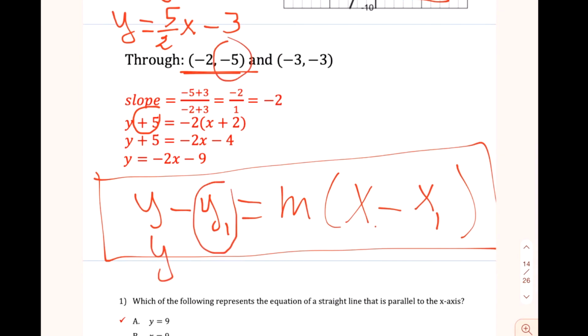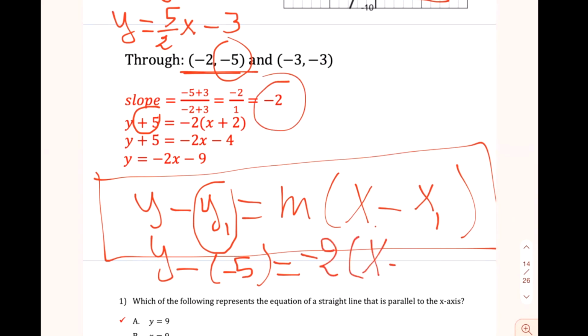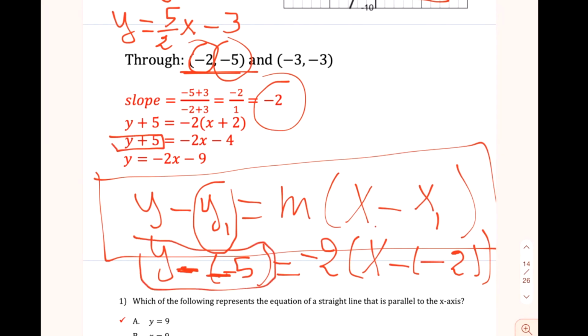So you say y minus -5 equals, the slope is -2. This is my m, -2 times x minus x1. x1 is -2, so minus -2. Minus with minus, negative is plus, and that's why they put this +5 here, y plus 5. Y minus -5 is y plus 5. And then this minus with this minus becomes plus. Remember, minus plus. And then -2 times x is -2x. And -2 times +4 is -4.